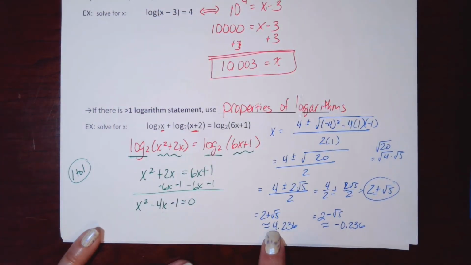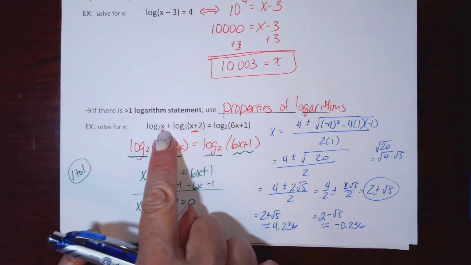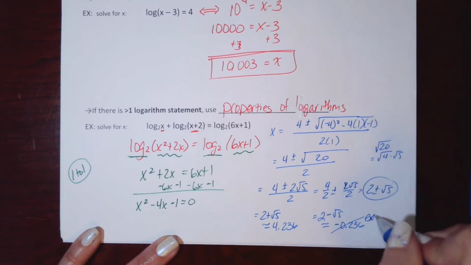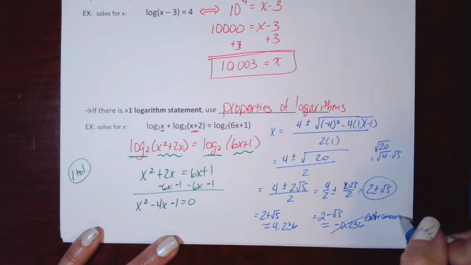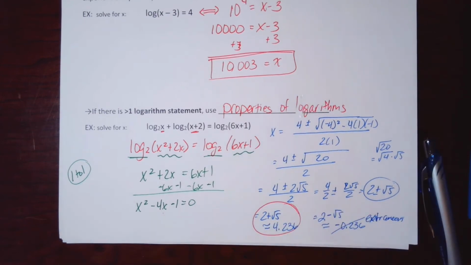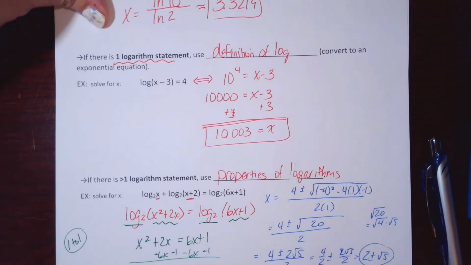Well, my positive value is fine when I check it in all three arguments, but this negative value, it's not going to fly right there. I can't have a negative argument. So that is extraneous. And I only have one valid solution. Okay, let's look at another example.